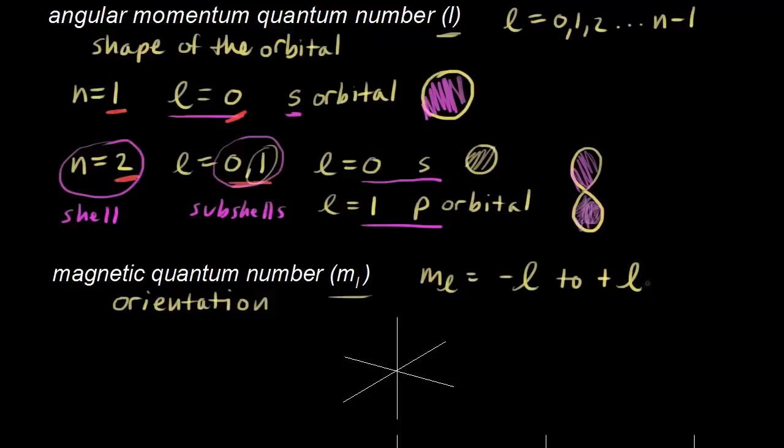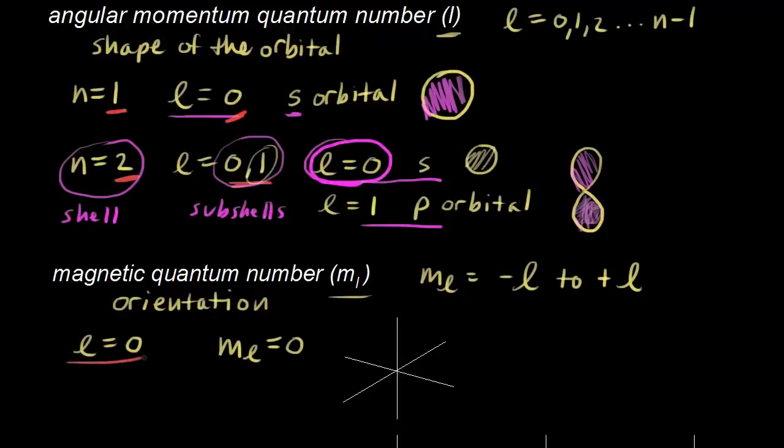All right, so that sounds a little bit confusing. Let's go ahead and do the example of L is equal to 0. Right, so L is equal to 0 up here. So let's go ahead and write that down here. If L is equal to 0, what are the allowed values for ml? There's only one, right? The only possible value we could have here is 0.